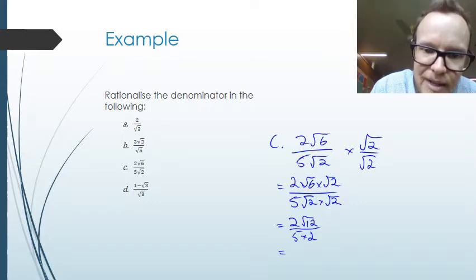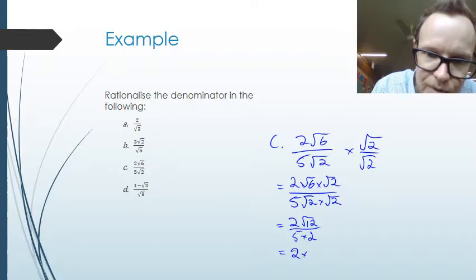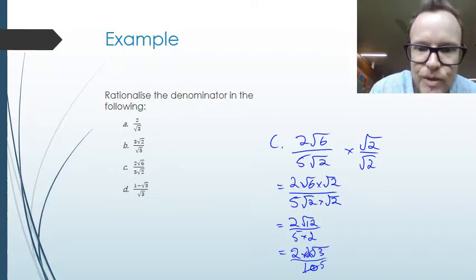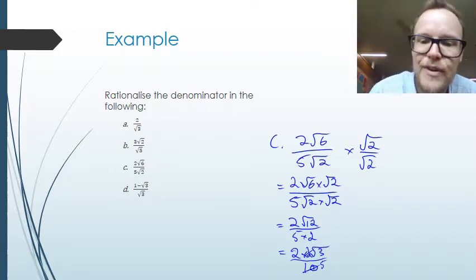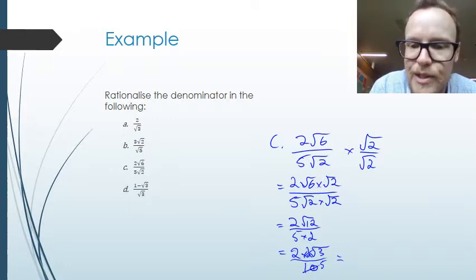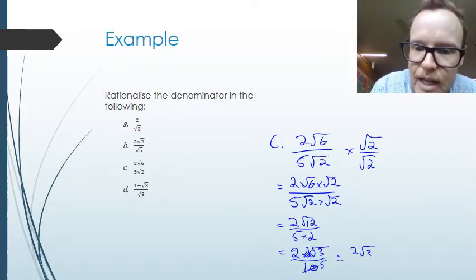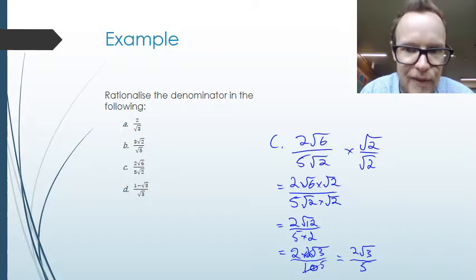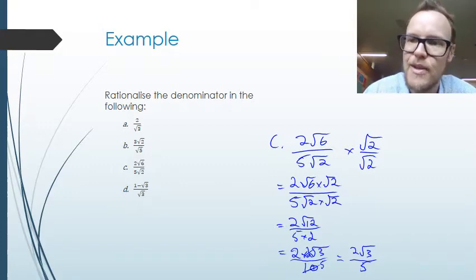So this is going to be the same as 2 times 2 times root 3 over 10. The 10 and one of these 2's can cancel and reduce to 5. So what I'm left with, I should be working vertically, but here we are, 2 root 3 over 5. So I'm left with 2 root 3 over 5 as my simplified rationalised surd, or rational denominator surd.